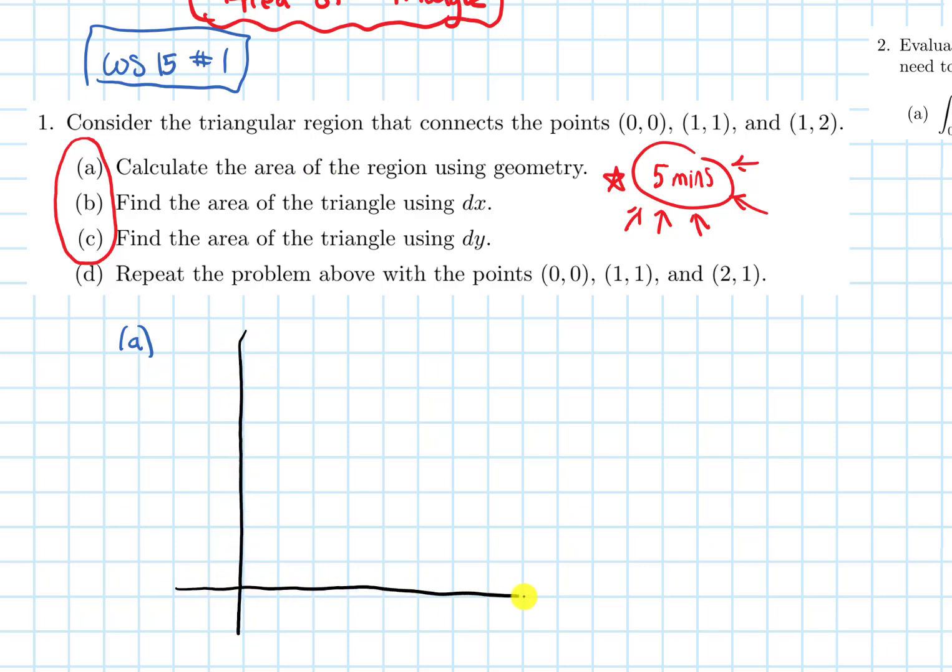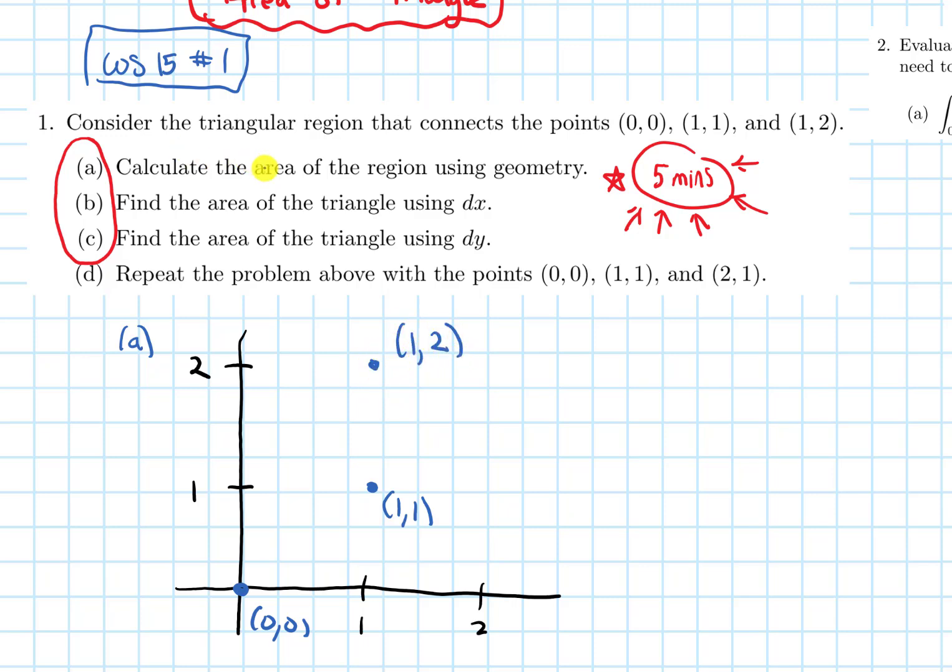So let's draw our axes. The points don't go that far away from the origin, so I'm going to put my tick marks pretty spaced out. I'll go 1 and 2 in the x direction, and then 1, 2 in the y direction. And our points are at (0, 0), there's one at (1, 1), and there's one at (1, 2).